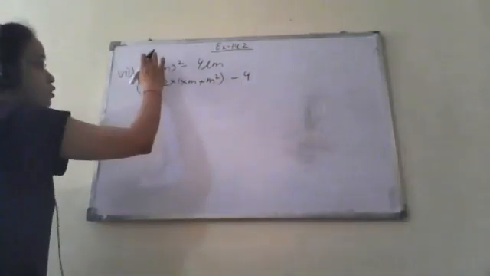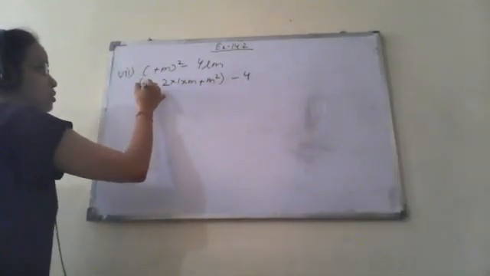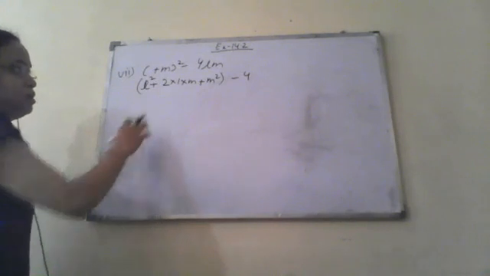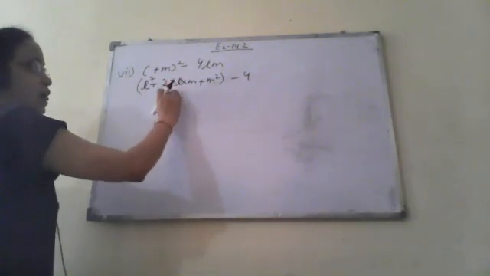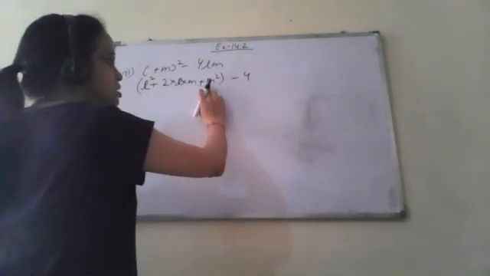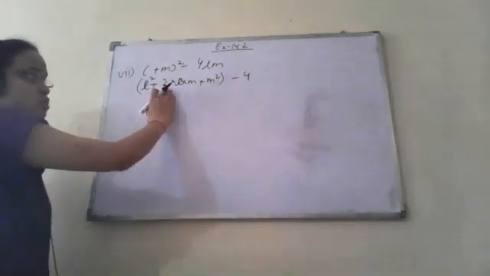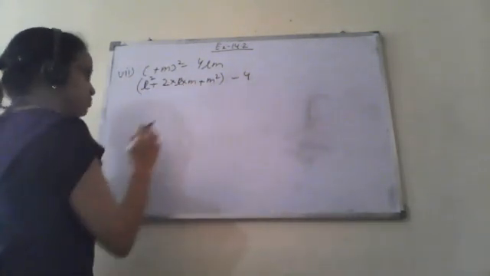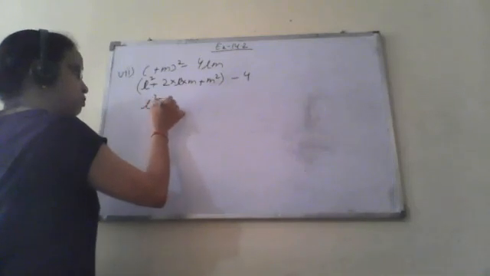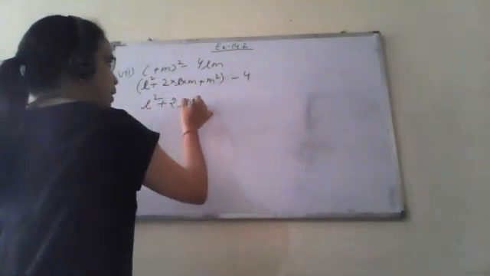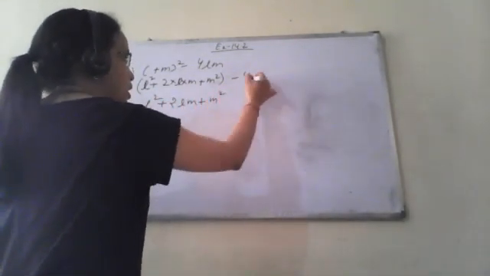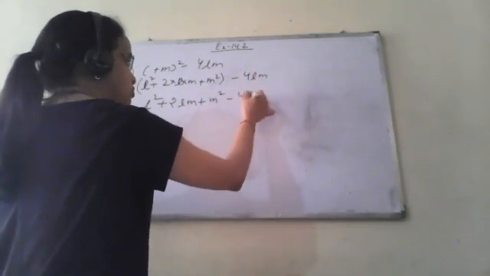Sorry, this is not 1, this is l. So this is l square plus 2lm, that is 2 into l into m, plus m square. Okay, a square plus 2ab plus b square. So we have to expand this. This is l square plus 2lm plus m square, and this we have minus 4lm.